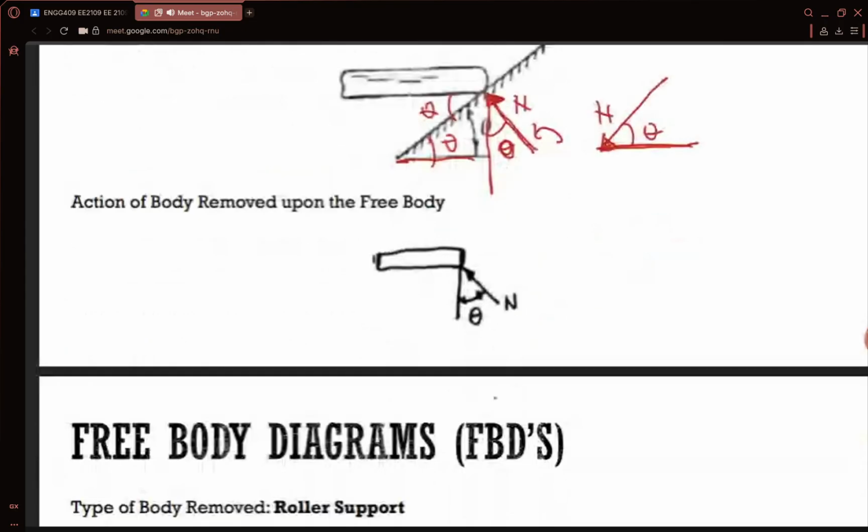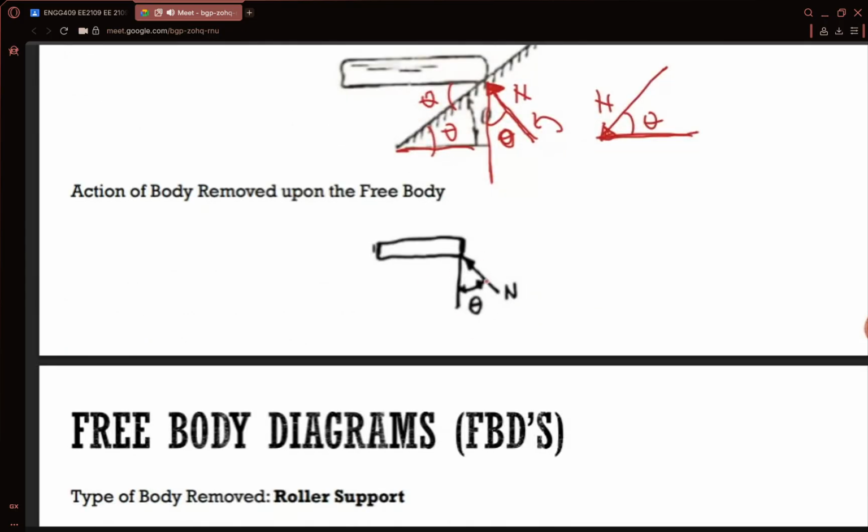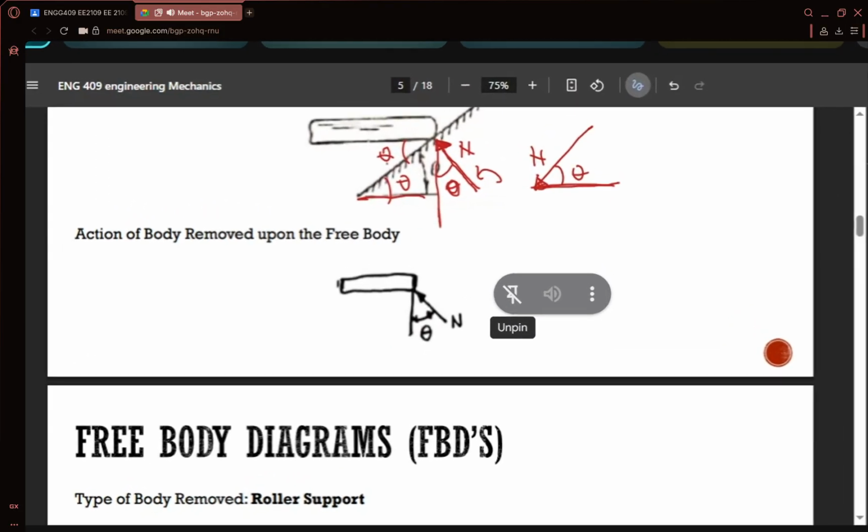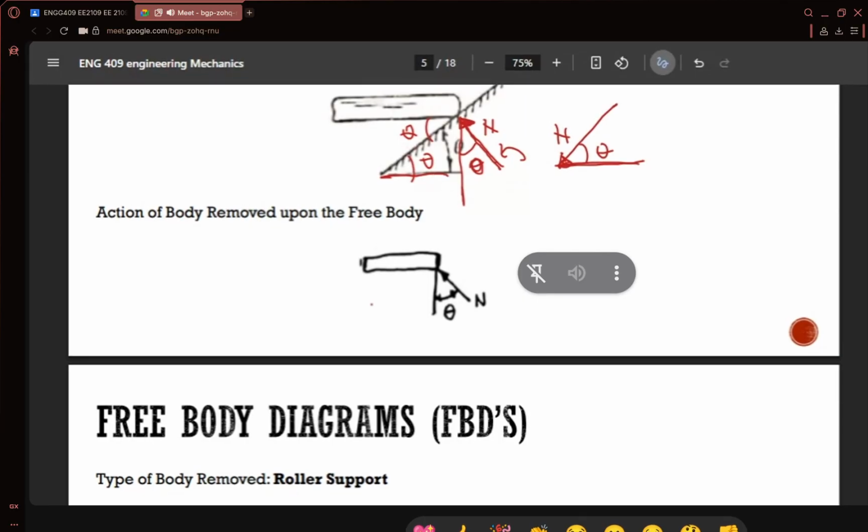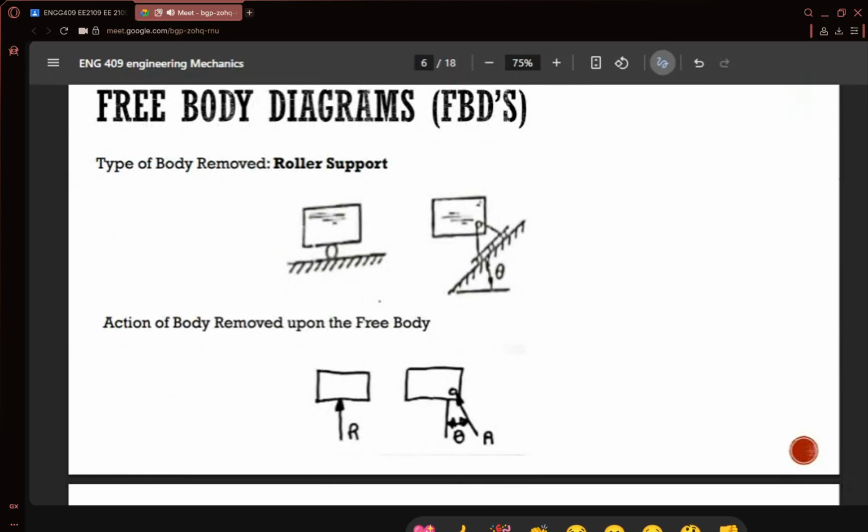Okay? So, that is this one. So, the normal force, and then the angle, theta, with respect to the vertical is the same as the angle of inclination here from the horizontal. Okay, next one. So, there are a lot of supports and surfaces and contacts that you can represent using free body diagram. Okay, so some of these are given here.